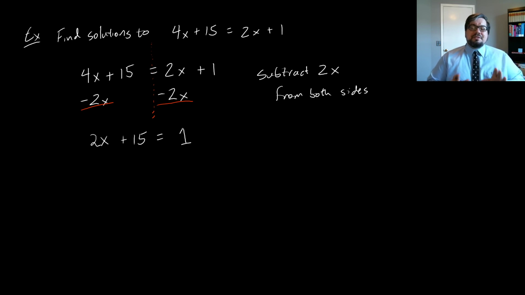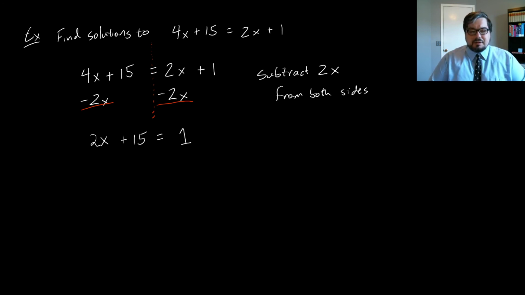So notice that even in this first step, I've simplified the equation. Before, the equation had two terms on each side, and it had an x term on the left and an x term on the right. And after doing one step of this process, I now just have a single x term, the 2x, and a couple of constant terms. So we've made one step towards simplifying things.